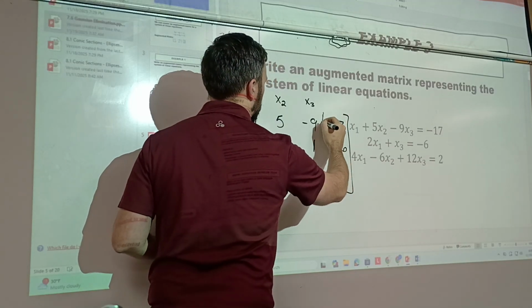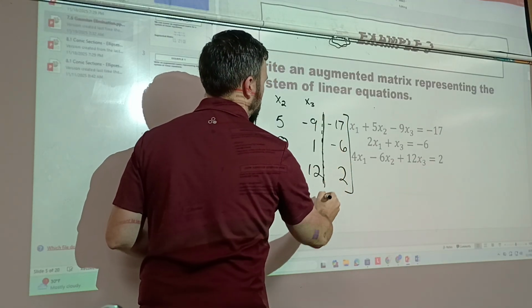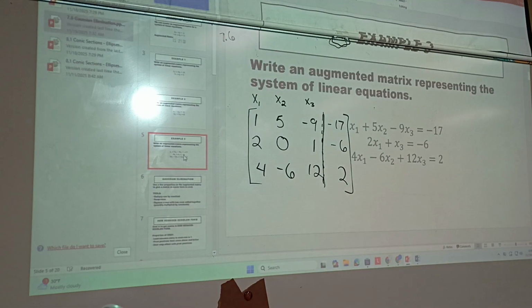If you want to, some books will write a line here. You don't need to put that line there. It's just a way to visually represent that there's an equals on the other side, all right? Any questions on this, though? We are a third of the way through this lecture.